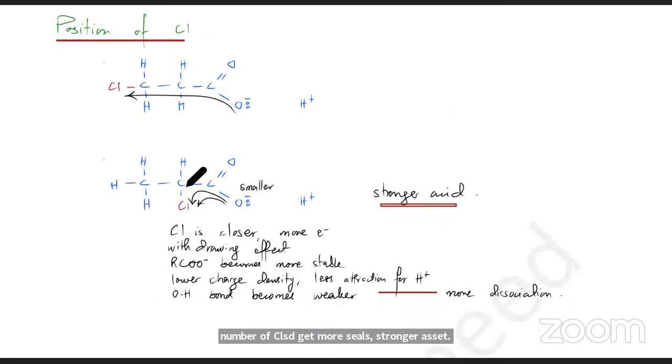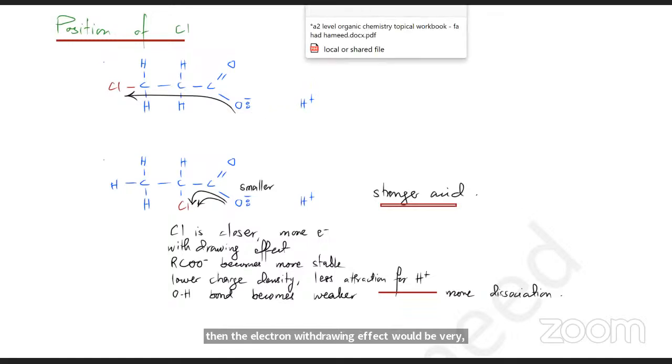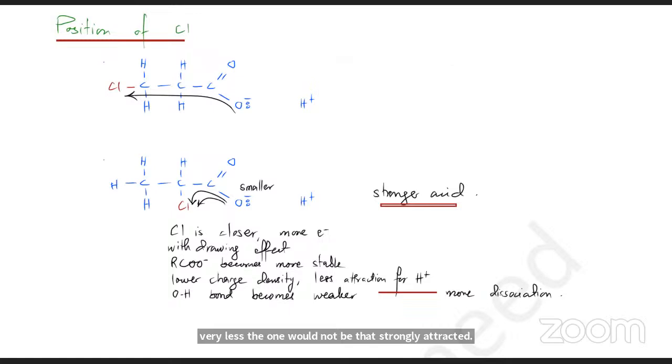और दूसरा ये कि Cl की position भी matter करती है, ठीक है? If the Cl is really close to the carboxylate group, there's a stronger electron withdrawing effect. So the negative charge would be smaller and the acid will be stronger. If the Cl is really far away, then the electron withdrawing effect would be very, very less. So उस case में ना, the H+1 would not be that strongly attracted. So ये question इसके ऊपर है, position of Cl, right?